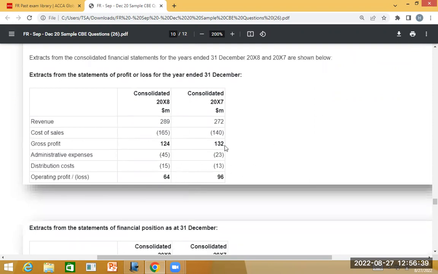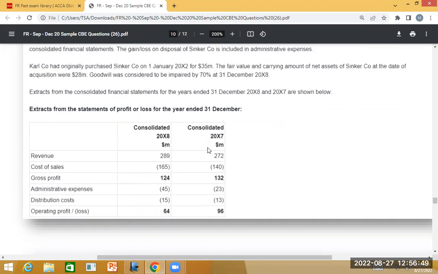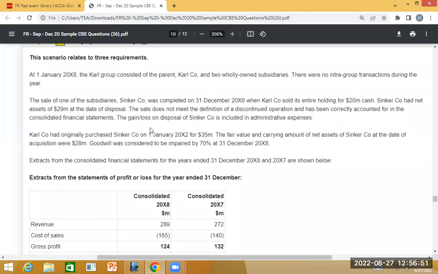So administration expense has increased over the period. That is a hint that there must be a loss on disposal rather than a gain on disposal. We can do the calculation and we will come to know whether it is a gain or loss. But the examiner has given you the hint that there could be a gain or loss. That is part of the administration expense.